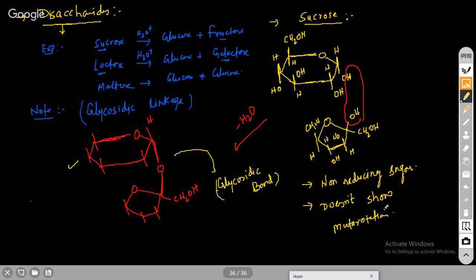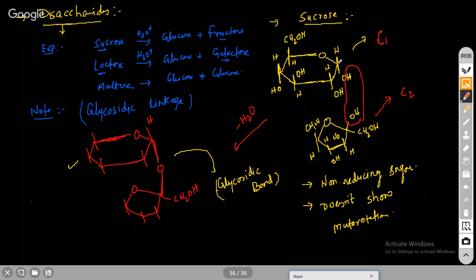I'll tell you in just a second. Now you tell me one thing. In this condensation, which carbons are involved? For glucose, C1 is involved, and for fructose, what is involved? C2, right? Fine. So this you have to memorize. C1 and C2 are involved.